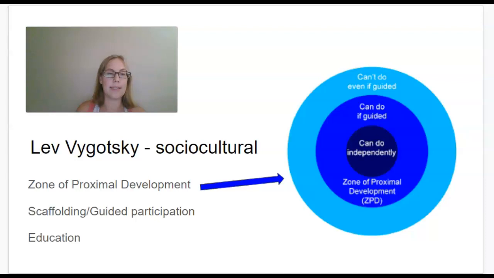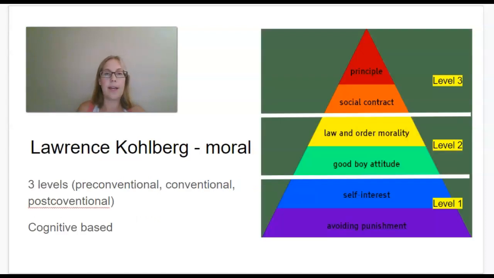So that's Vygotsky. And then our last developmental theory connects with moral development. So moral development, Lawrence Kohlberg, he developed this clever paradigm, which is, he actually had several scenarios, but the one that's been shared out publicly is the Heinz dilemma. So if you're curious about that, you can read about that more in the textbook.